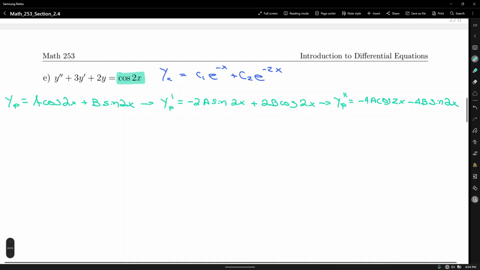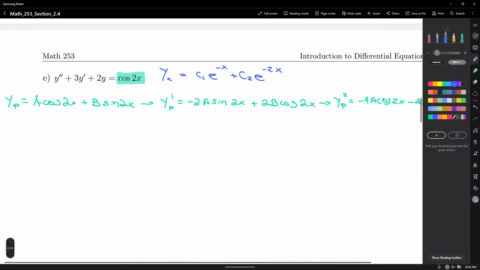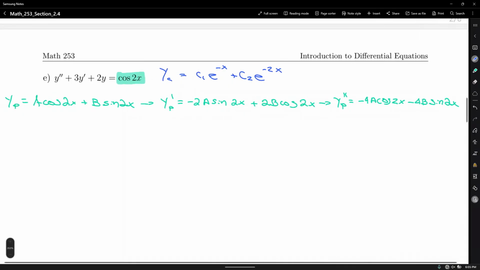Okay, so let's substitute all of this into the differential equation. And guys, this one is going to be really big. Okay? So, the second derivative, well, verbatim here. The same thing. No multiplication by any constant.